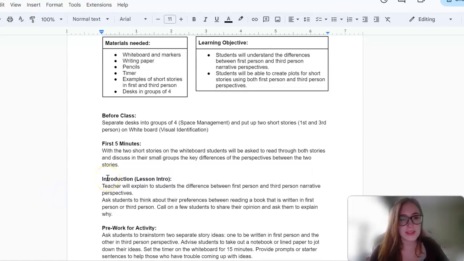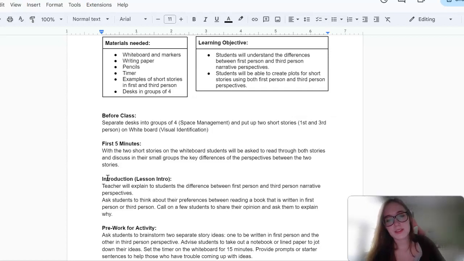And so before class even starts, for space management, I would have desks separated into groups of 4 so that they could work in small groups, as well as for visual identification, put up 2 short stories on the whiteboard with one in third person and one in first person.